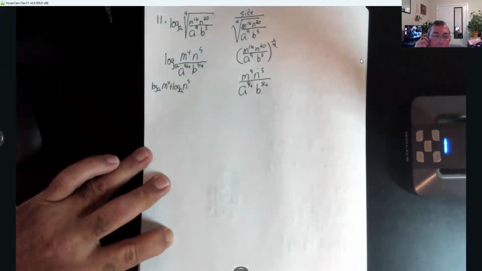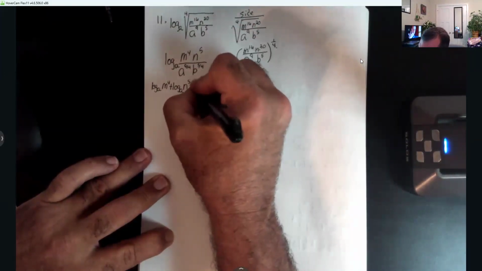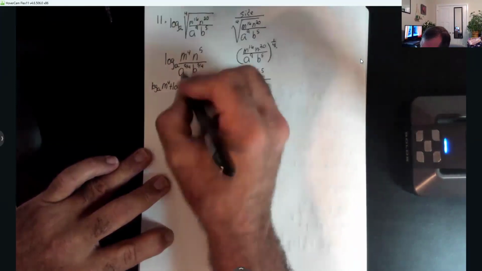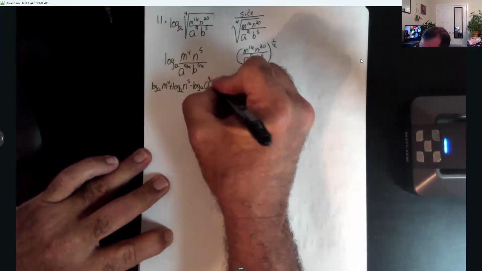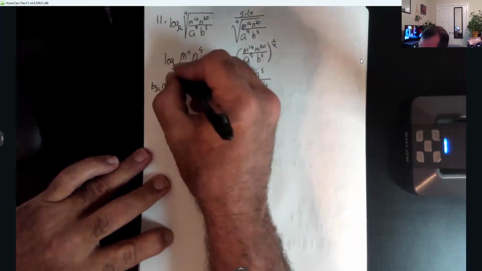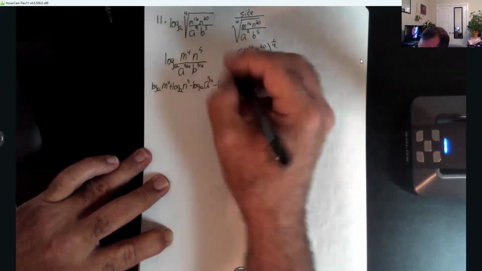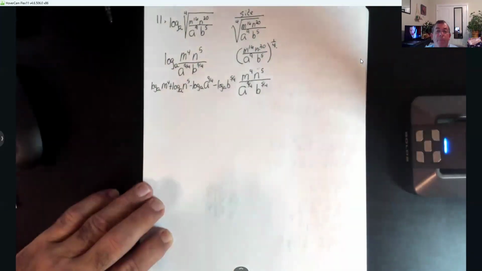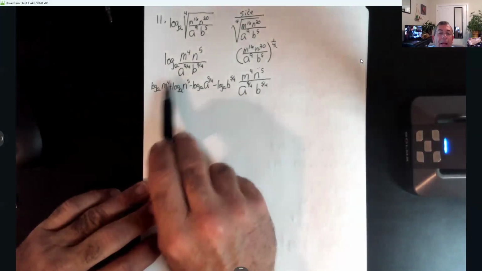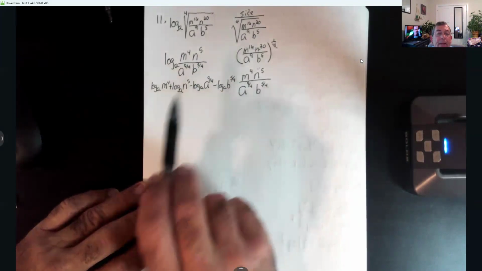So those 2 were on top, like I said, they're positive. Then we subtract log base A of A to the 9/4 minus log base A of B to the 5/4. All right, so tops added, bottoms subtracted.